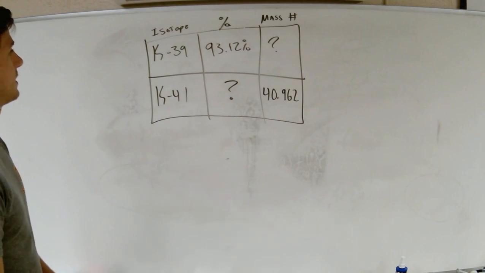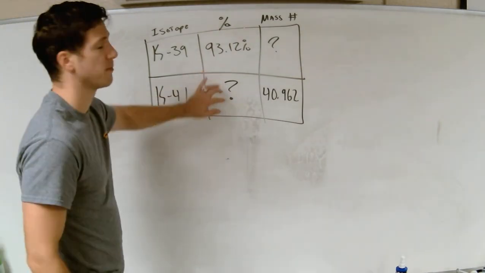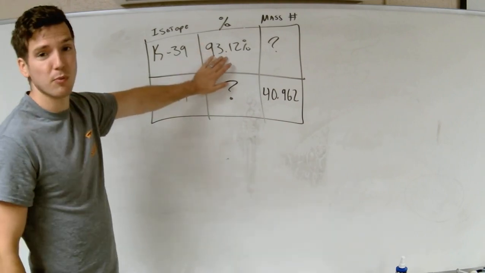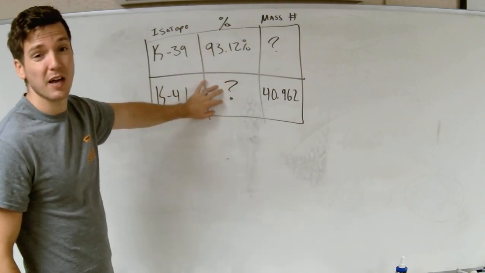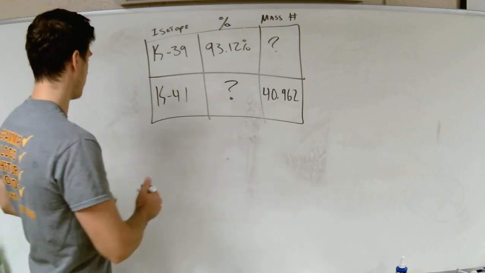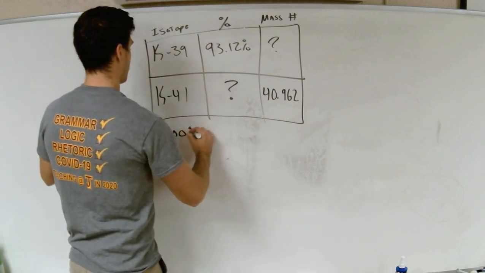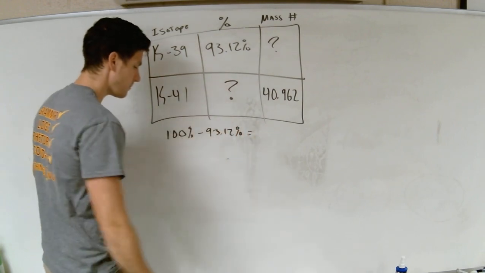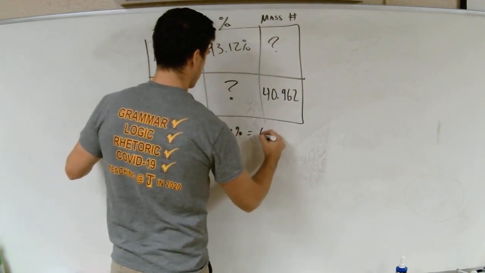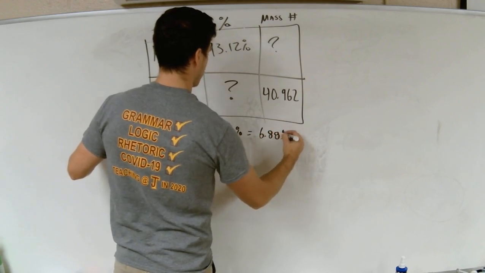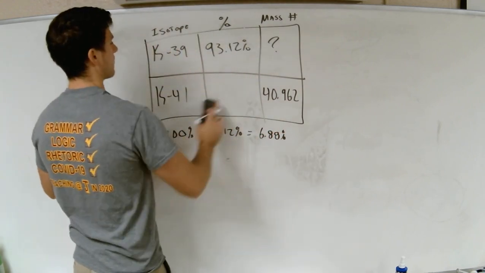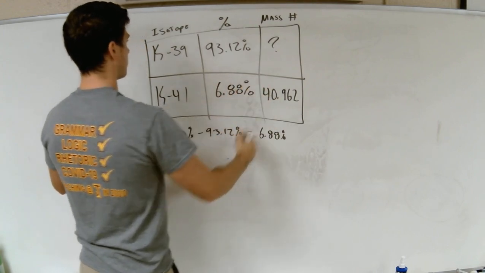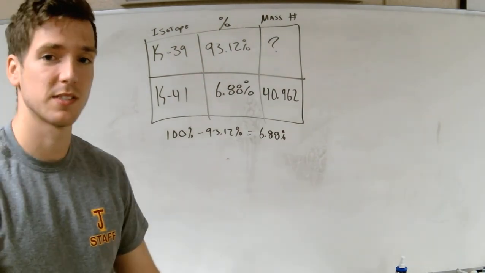Well, let's start off with the easy stuff, right? I could do percent abundance pretty easily. It's out of 100%. If this makes up 93.12%, this must make up the remainder to 100%. So, I'll do 100% minus 93.12%. And I should get 6.88%. Okay, easy. That one's not bad.